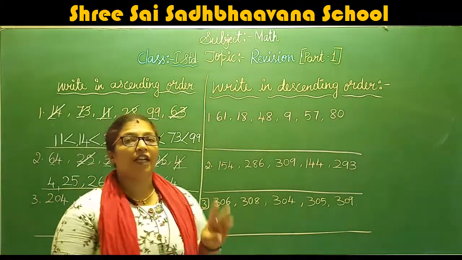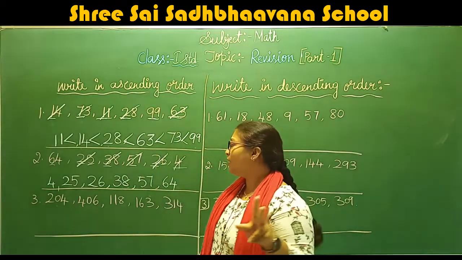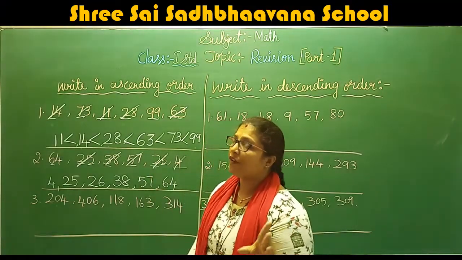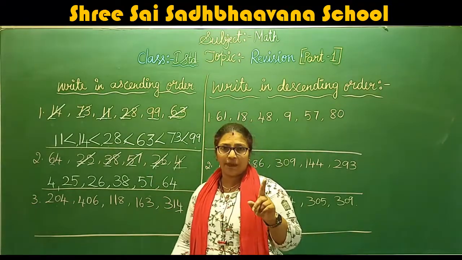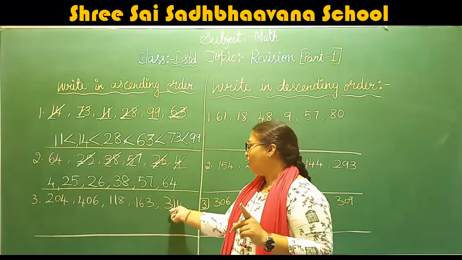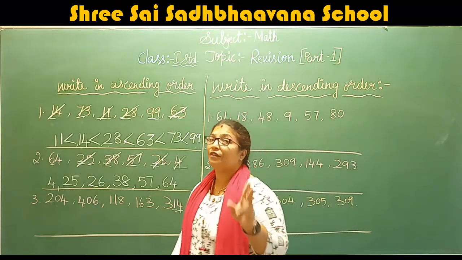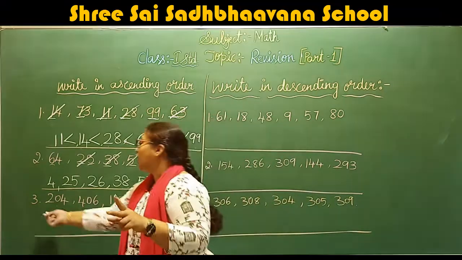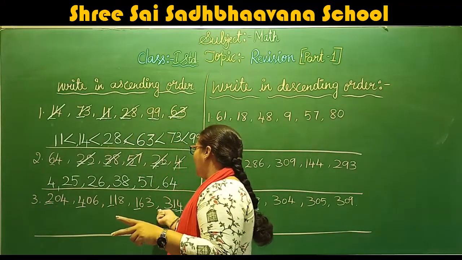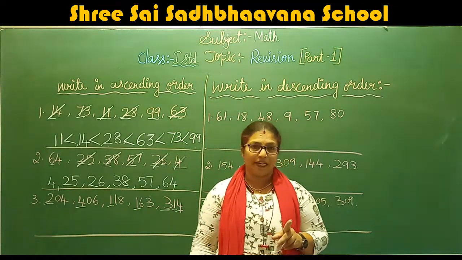So we have 3-digit numbers. We have written 2-digit numbers here. So next we have 3-digit numbers. So what we have to do? Do we look at the ones place number? No. We should not look at the ones place number. We should not look at the tens place number. We should look at which is the smaller number in the hundreds place. So we have to look at the hundreds place numbers.